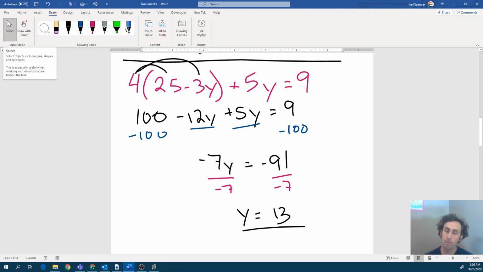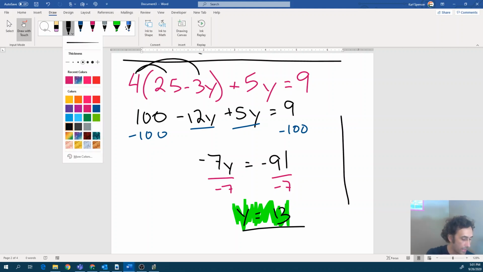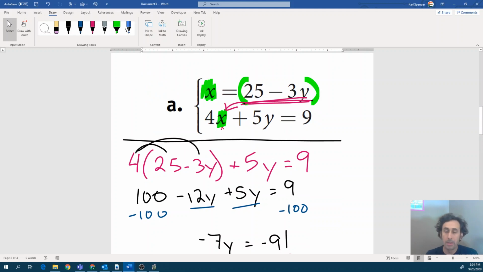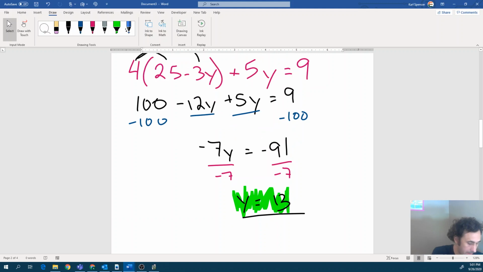To get the value of our other variable, I'm going to take the value we just solved, y is 13, and plug it into one of our equations. I'm going to pick the first one. It doesn't matter which one you do. The x equals 25 minus 3y. So I'm going to plug my value of y in. Let's do that right here. x equals 25 minus 3y.